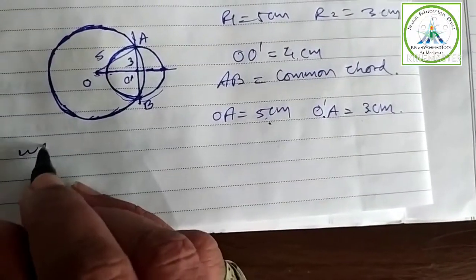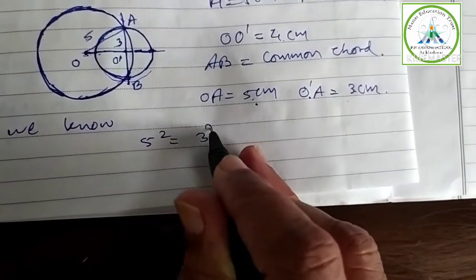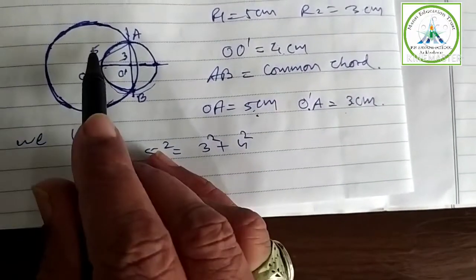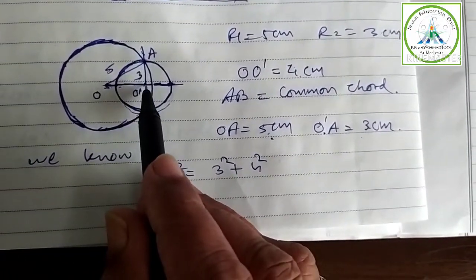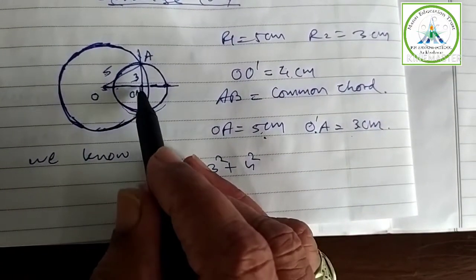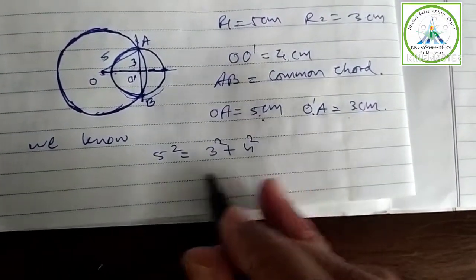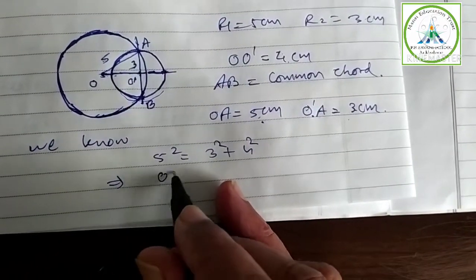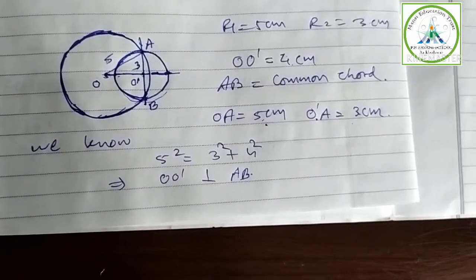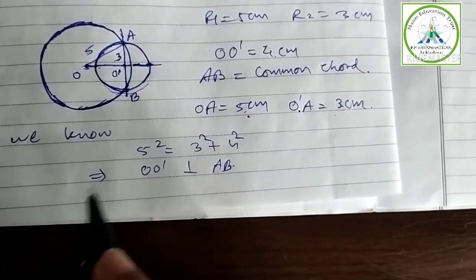We know 5 square equal to 3 square plus 4 square. Clear, students? So what does it mean? If 5, 3 and 4 are in a Pythagorean triplet, that means OO dash is perpendicular to AB at O dash. Okay, this implies that OO dash is perpendicular to AB. Okay, and AB is a chord of the circle with radius 5 centimeter.